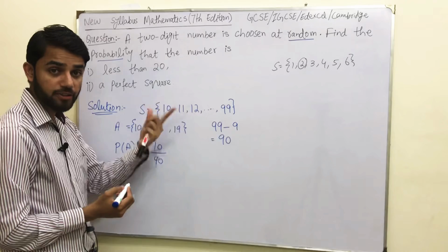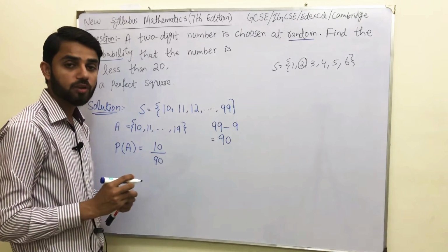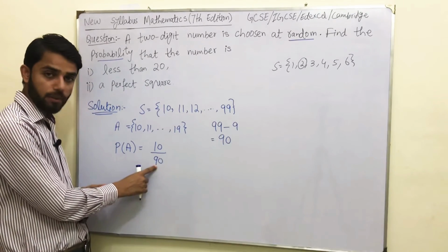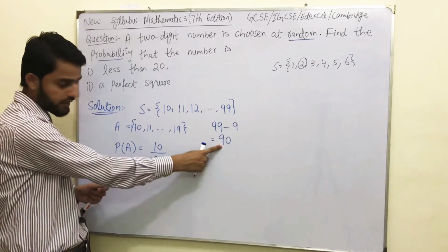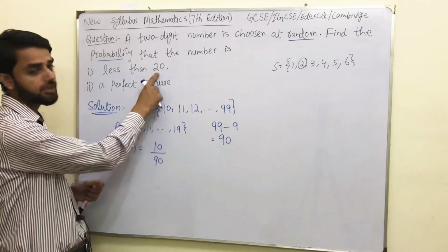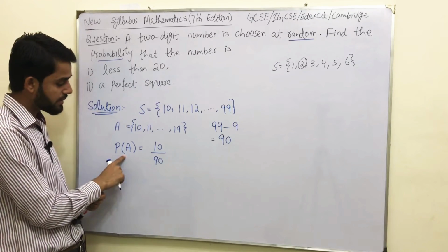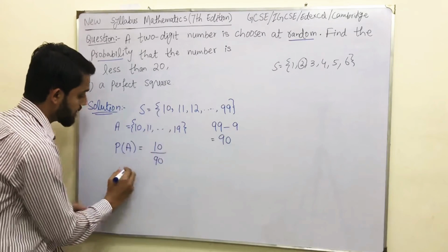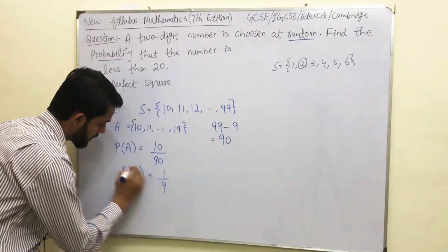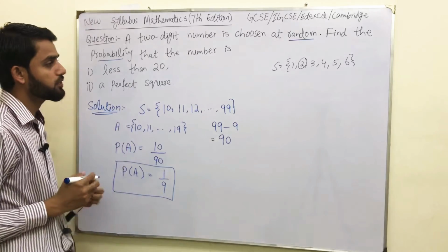So probability, as I told you, is about the chances of something happening out of the total number of chances, out of the total numbers. So these are the total numbers that we have, which are 90, and these 10 are the numbers less than 20. So the probability that we get a number which is less than 20, simplified, is 1 over 9. So this is the answer of this first portion.